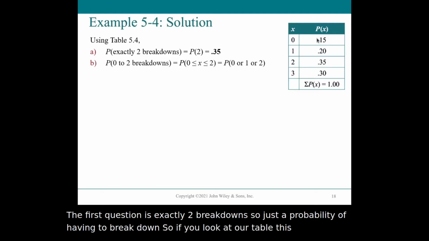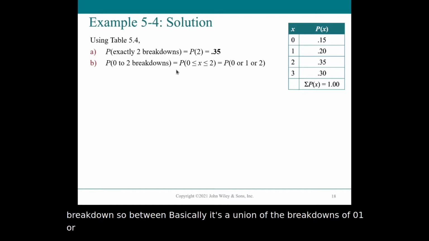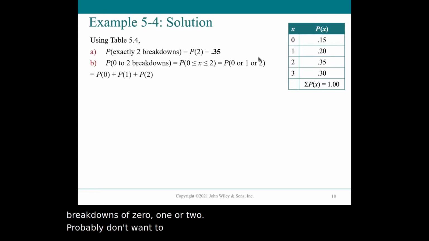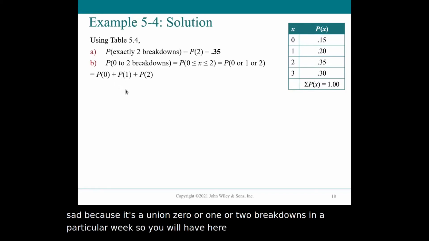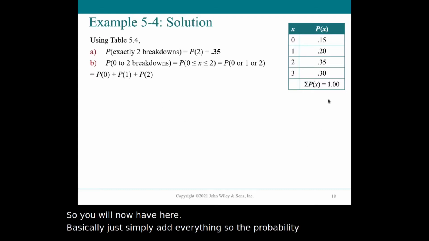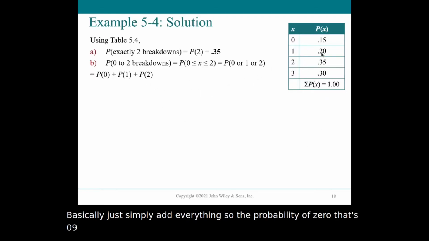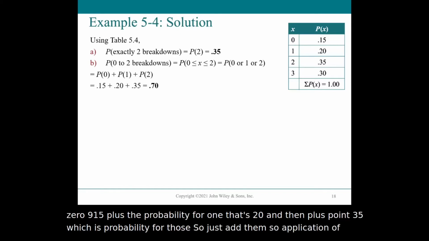Now, the probability of 0 to 2 breakdowns. So basically it's a union of the breakdowns of 0, 1, or 2. The calculation here is just to add, because it's a union, 0 or 1 or 2 breakdowns in a particular week. So you simply add everything. The probability of 0, that's 0.15, plus the probability for 1, that's 0.20, and then plus 0.35, which is the probability for 2. So just add them. This is an application of the previous topic on probability.